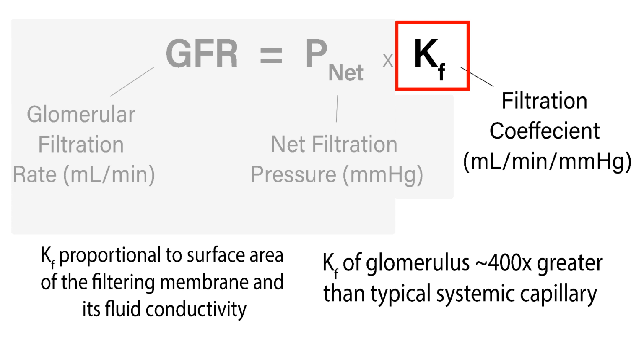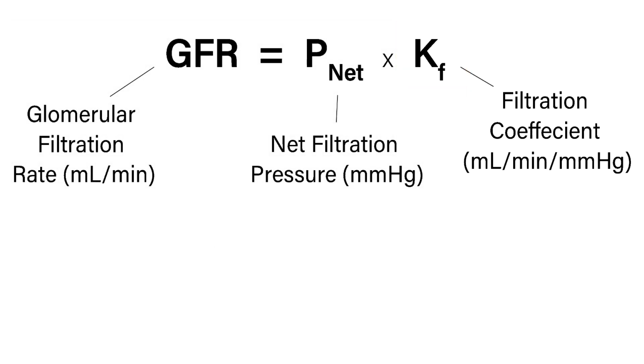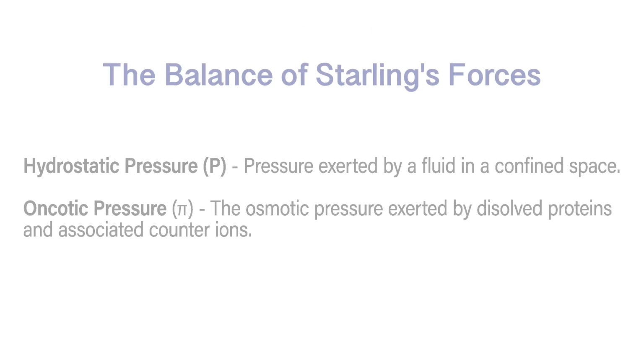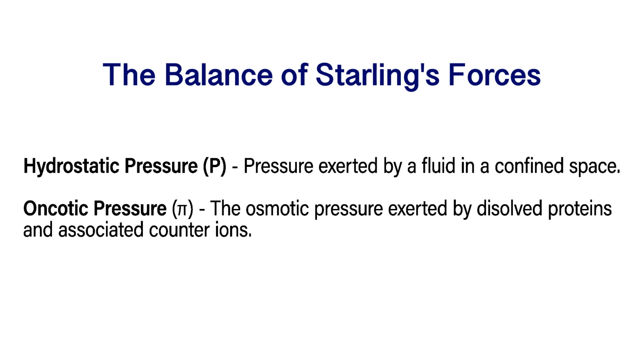Although there are instances where the filtration coefficient can change either during normal or pathological conditions, the main regulatable parameter that influences the glomerular filtration rate is the net filtration pressure. The net filtration pressure is determined by the balance of Starling's forces. The two main components that determine the net filtration pressure are the hydrostatic pressure, which is the pressure exerted by a fluid in a confined space, and the oncotic pressure, the osmotic pressure exerted by dissolved proteins and associated counterions.